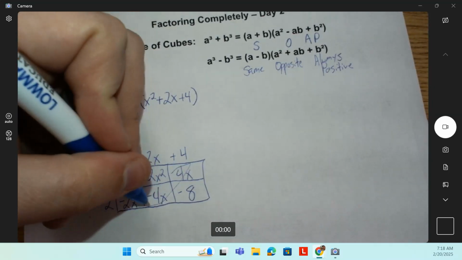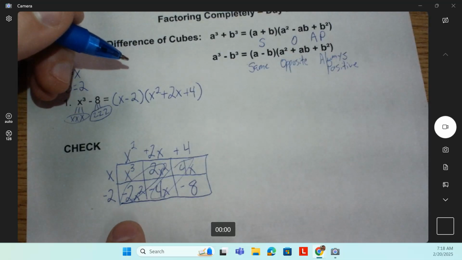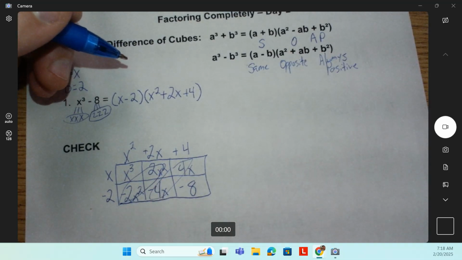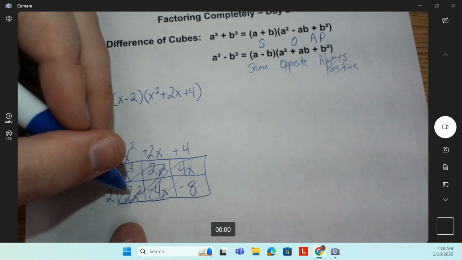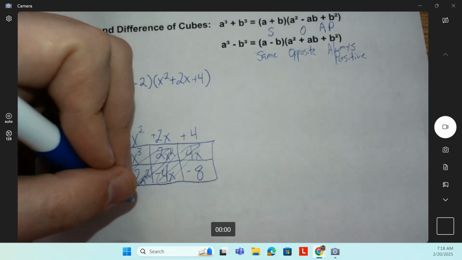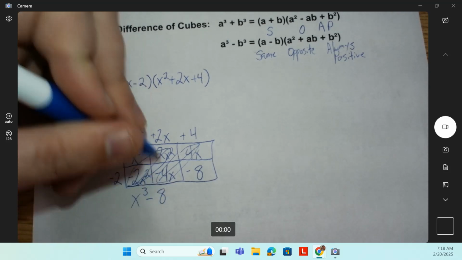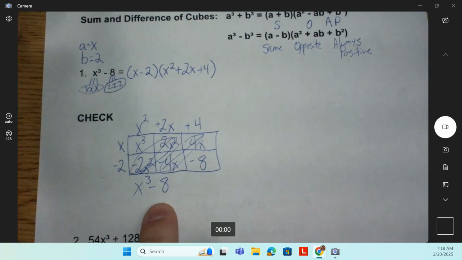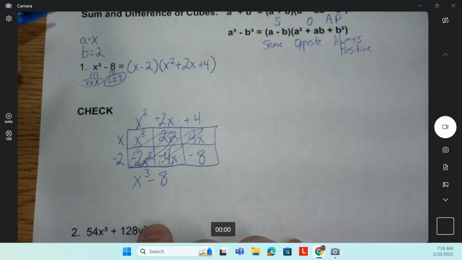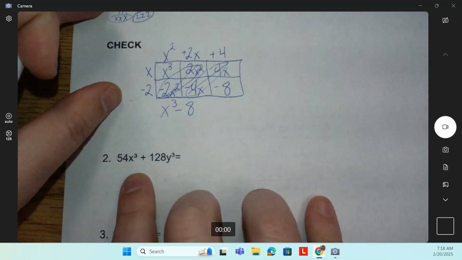So when you look at the diagonals here, those are the same. They have the same variable with the same power, but they have opposite signs, so they're going to cancel out, leaving me with just x to the third power minus 8. So that works out in reverse, and we get the same thing going back and forth. So let's look at the next one.